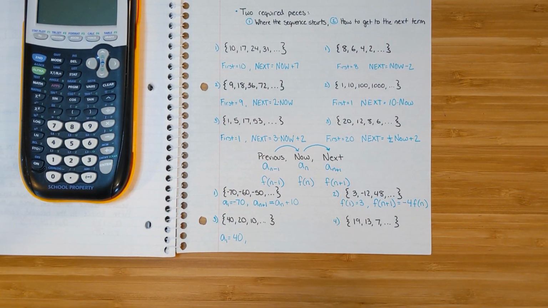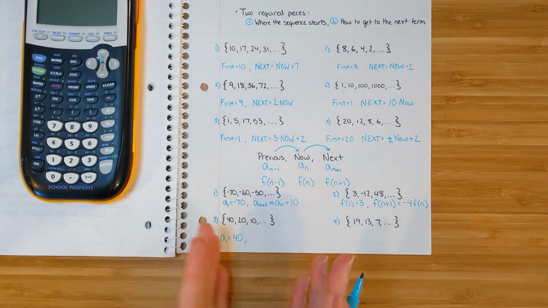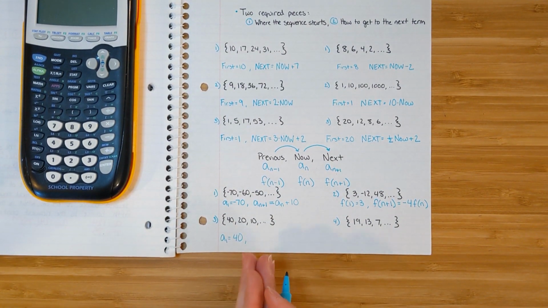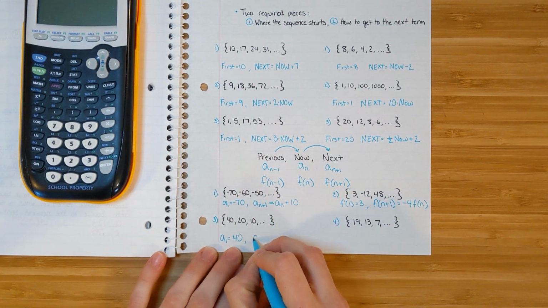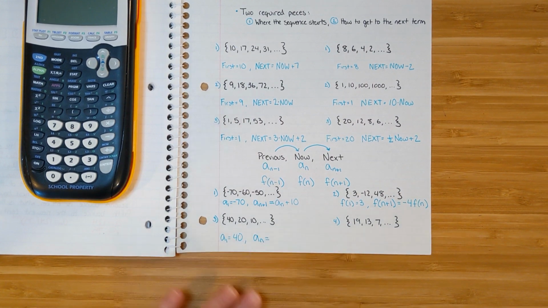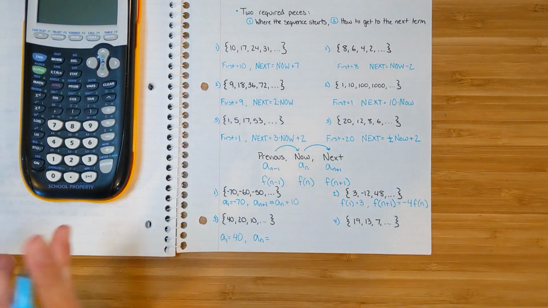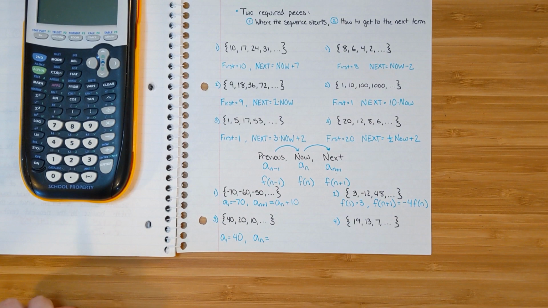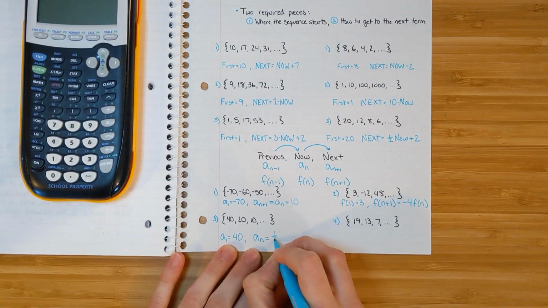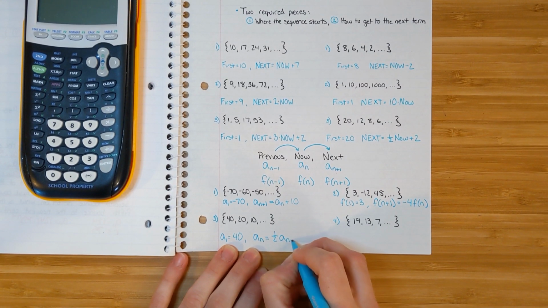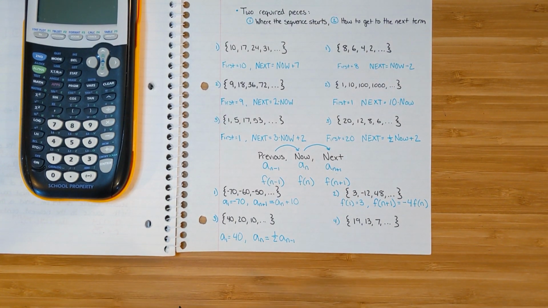What is the first term? But now, instead of using a sub n plus 1 to talk about the next term that I want, I'm going to take a step back. The term that I'm at now, a sub n, is equal to the term I had before that, a sub n minus 1, multiplied by 1/2. So this would be 1/2 a sub n minus 1.